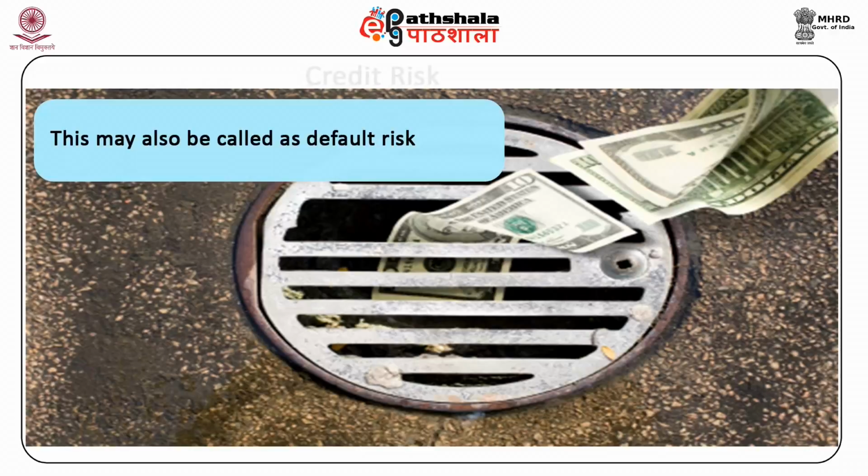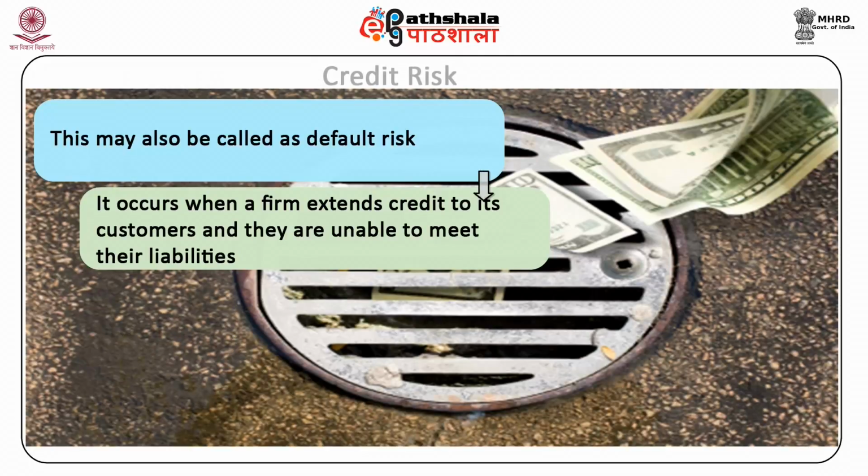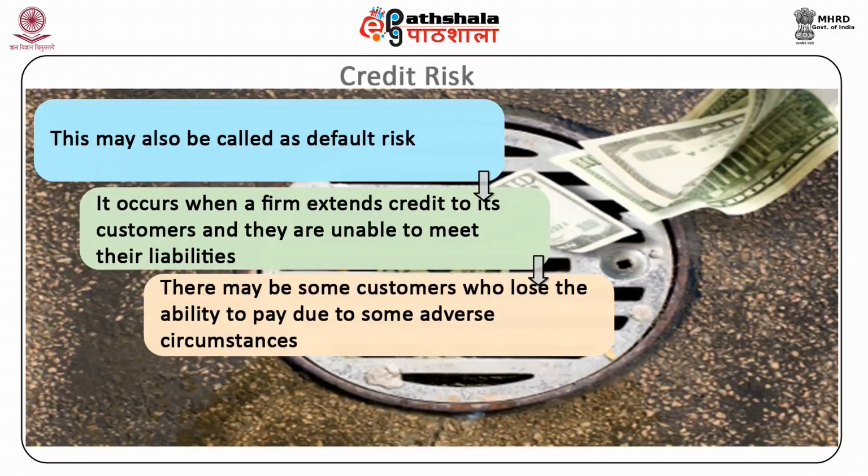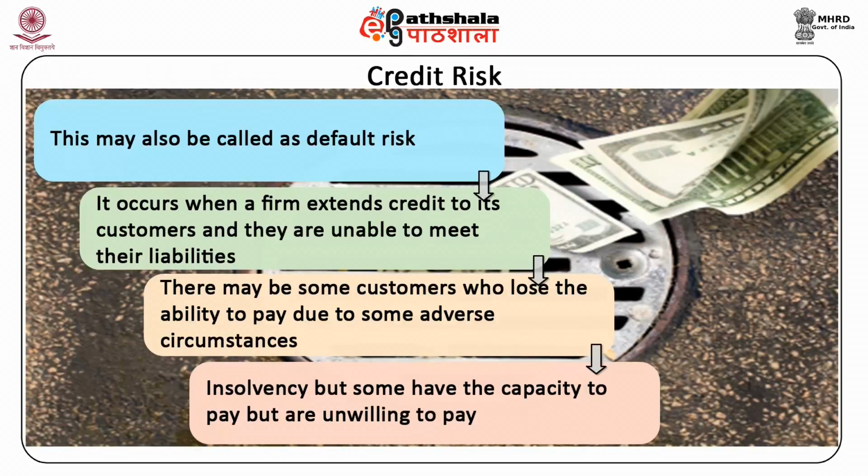Credit risk. This may also be called default risk. It occurs when a firm extends credit to its customers and they are unable to meet their liabilities. There may be some customers who lose the ability to pay due to some adverse circumstances, for example, insolvency. But some have the capacity to pay, but are unwilling to pay. The degree of risk can still be quantified in case of the first category of customers, but it is very difficult to quantify the uncertainty in case of the second class.